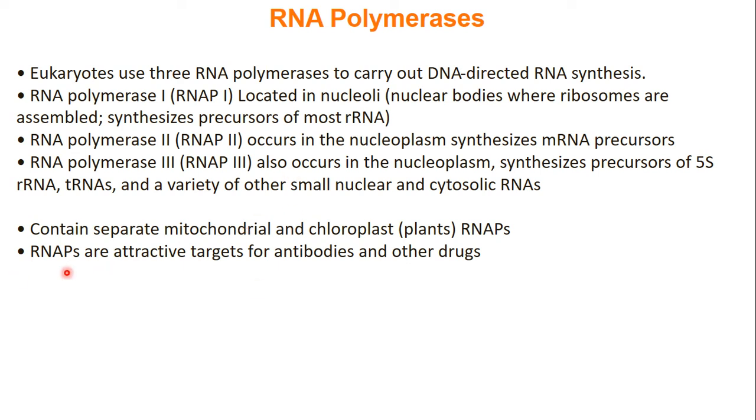And these RNAPs can be good targets for antibodies and other drugs, which makes sense, right? So let's say that you have a bacterial infection, you want to kill the bacteria. Well, a bacteria can't live without protein, so if you stop the RNA polymerase, then you stop the bacteria from working. So if we know what the mammalian RNA polymerases look like and the bacteria RNA polymerases look like, we can design drugs that target one and not the other.